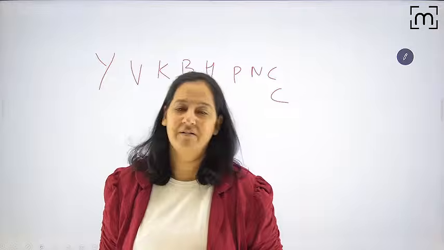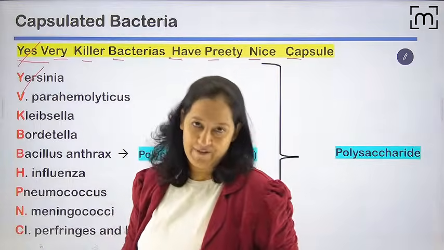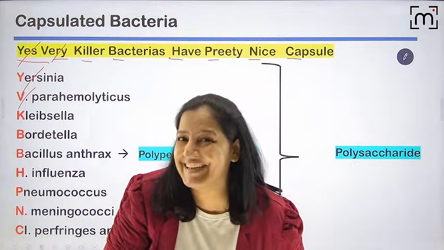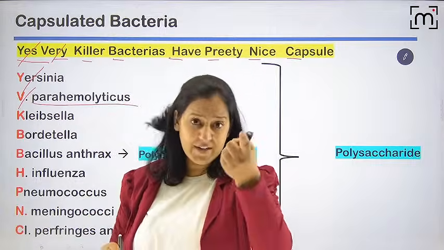Now learn the full form. First learn the mnemonic, then learn the full form. So Y stands for Yersinia, your senior. You have to learn it. V is for Vibrio, but mind it, it's not cholerae. Cholerae is not capsulated, people. Vibrio parahaemolyticus is capsulated. You get a question on that.